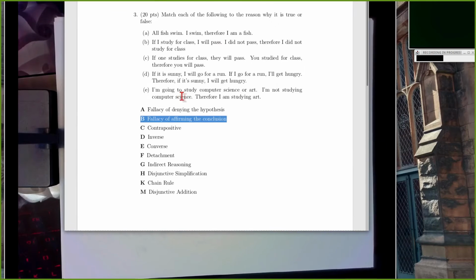All right. D, if it's sunny, I go for a run. If I go for a run, I'll get hungry. Therefore, if it's sunny, I will get hungry. That's the good old chain rule. This implies that. That implies this other thing, so this implies that other thing.